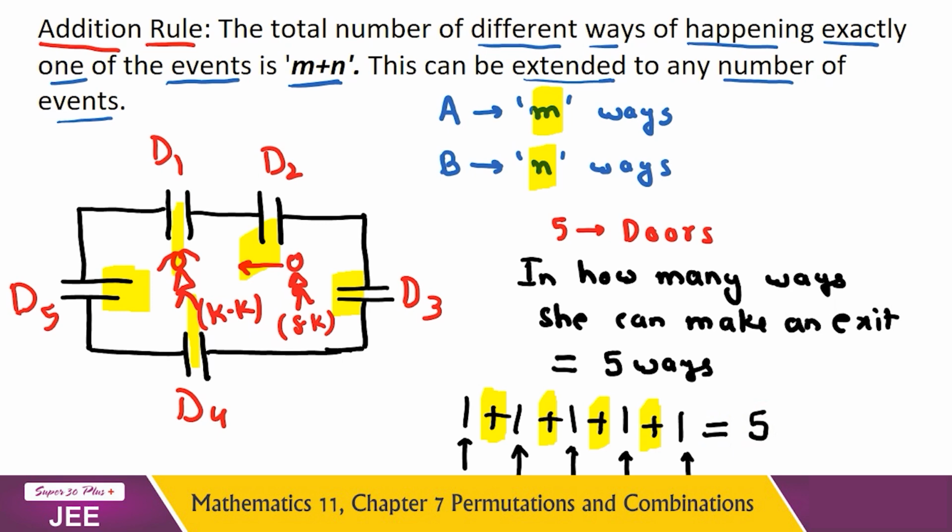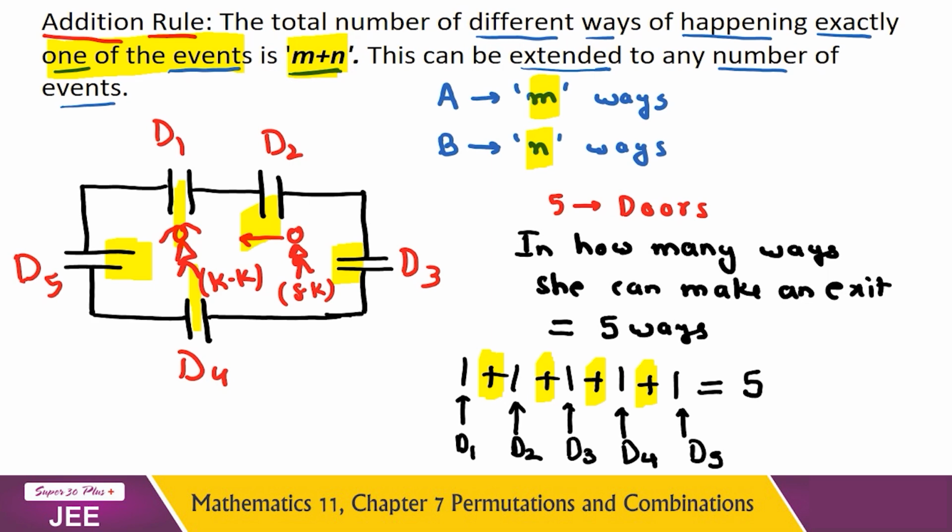So this is simply the addition rule. The addition rule says that if there are different events that can happen in different numbers of ways, the total number of ways in which exactly one of the events can occur is going to be the addition of their respective numbers of ways. Alright, since here we had one option corresponding to each event, I have added these options in order to get the answer as 5.